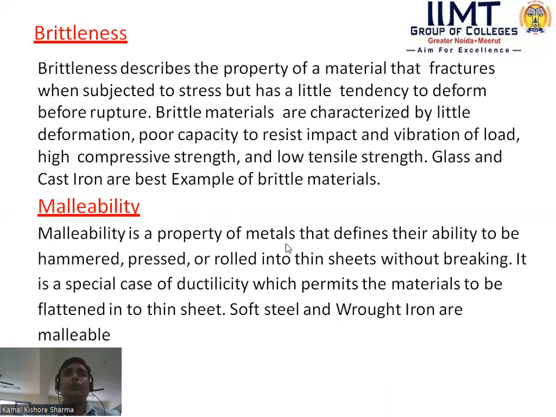Malleability is a property of metals that defines their ability to be hammered, pressed, or rolled into thin sheets without breaking. It is a special case of ductility. Ductility का जो special case है वो malleability होता है, which permits the material to be flattened into thin sheets. यहाँ पे material को पतली sheet में convert किया जाता है. Soft steel and wrought iron are malleable materials.